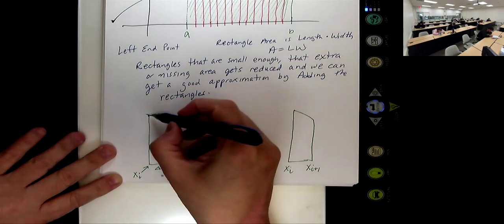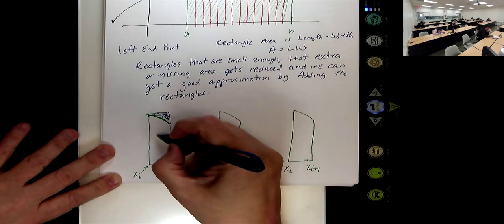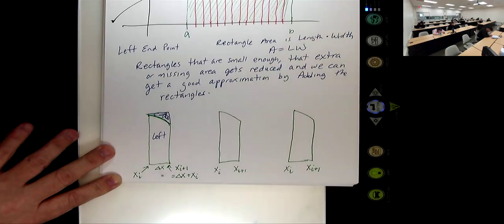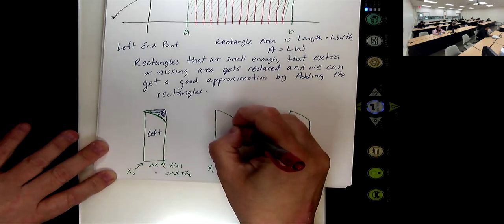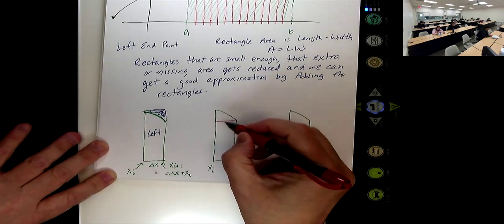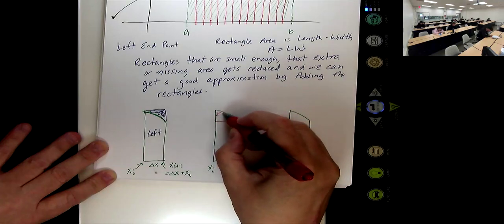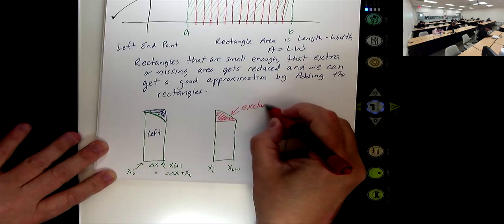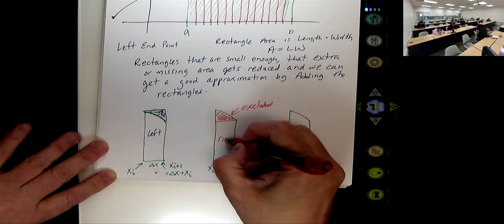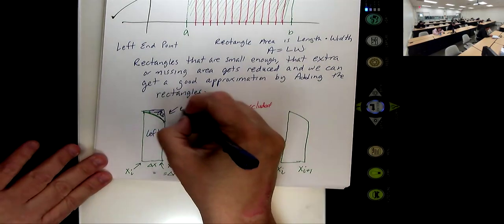We saw the left endpoint. This is the left method. There is a method that uses the right endpoint, going up at x i plus 1 and coming to the left. That gets excluded with the right one. This is extra with the left one.